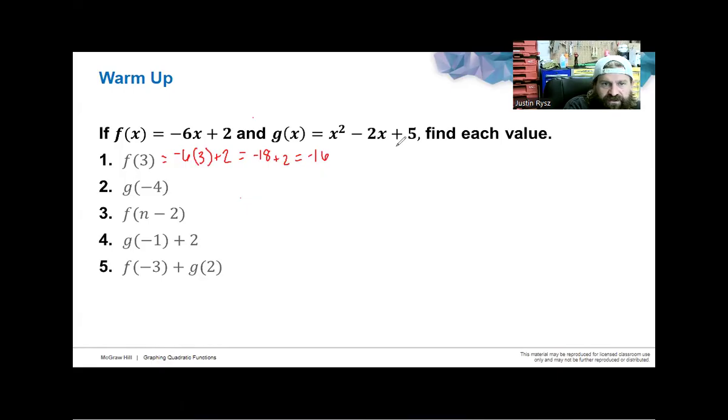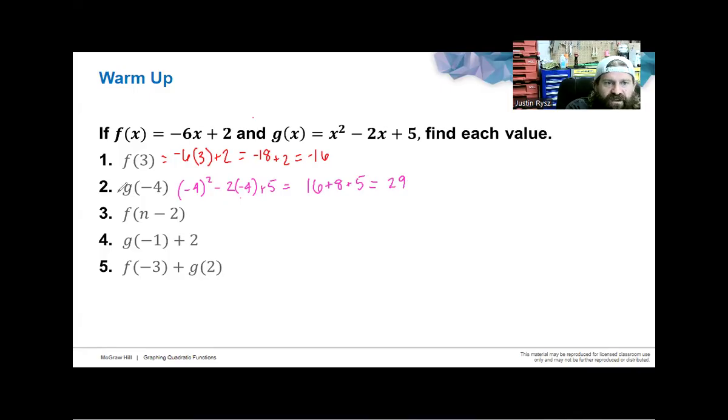All right, next problem, g of negative 4. So we're going to take the g equation. We're going to replace all the x's with negative 4. Now, it's really important that you put it in parentheses because when you square negative 4, negative 4 times negative 4 is a positive 16. If you just type negative 4 squared in a calculator, it's going to square the 4 and then make it negative. So we get a positive 16. Negative 2 times the negative 4 is a positive 8 plus 5. And let's see, 16 plus 8 is 24. Plus 5 would be a 29.